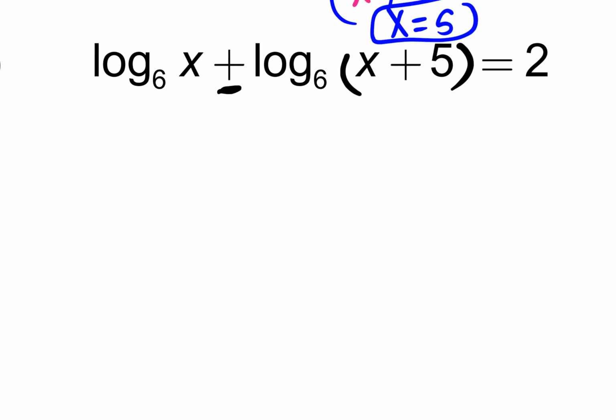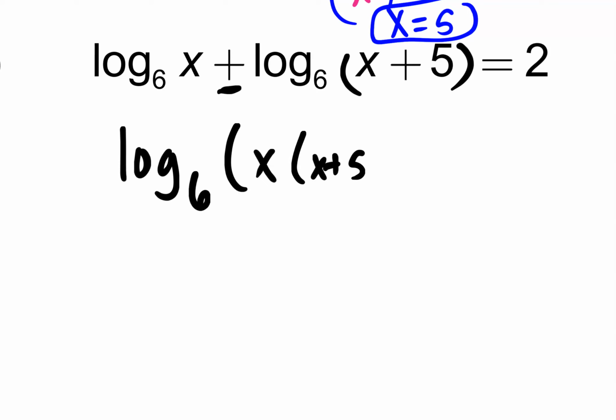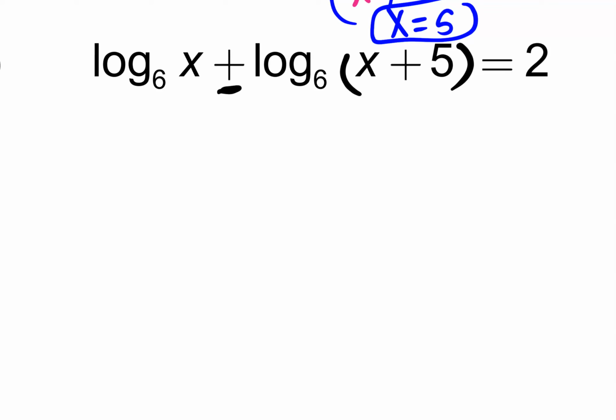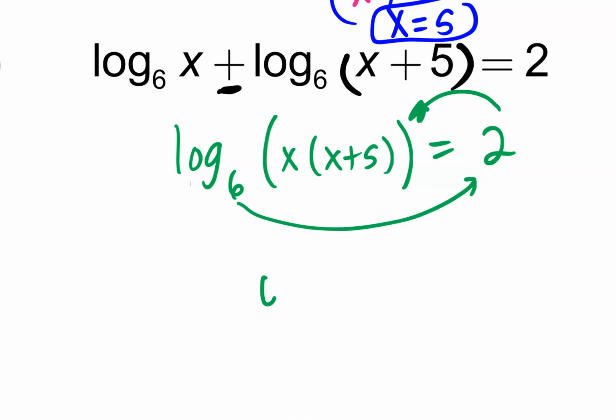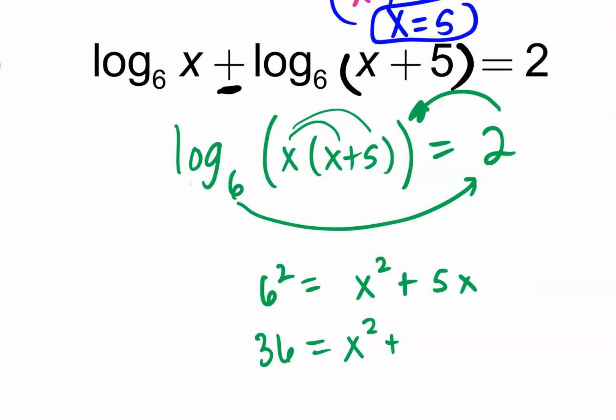So I see a plus here, so that means I can combine these by multiplying x times x plus 5. Oh my gosh, this is so bad. So I'll write this as log base 6 of x times x plus 5 is equal to 2. Alright, now that I have a single logarithm, I can write it as 6 squared equals x squared plus 5x. I just distributed: x times x is x squared, x times 5 is 5x. So I have 36 is equal to x squared plus 5x.